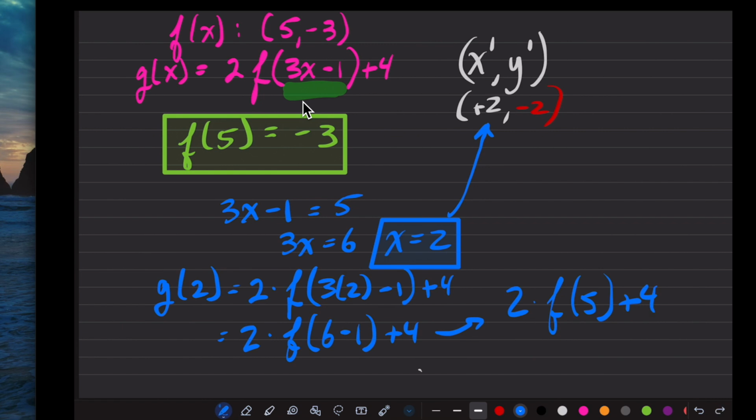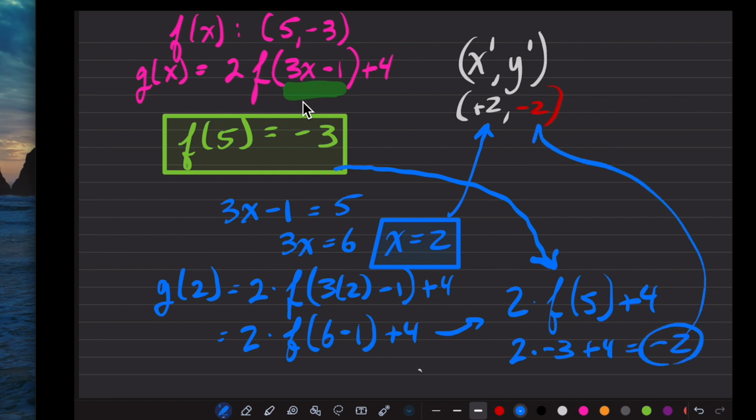But folks, we have f of 5. It's right here. So we're going to substitute f of 5. We're going to substitute negative 3 for f of 5. We're going to get 2 times negative 3 plus 4. That's negative 6 plus 4. That equals negative 2.